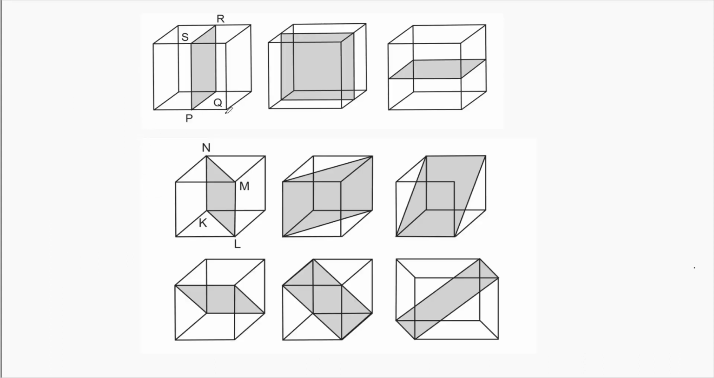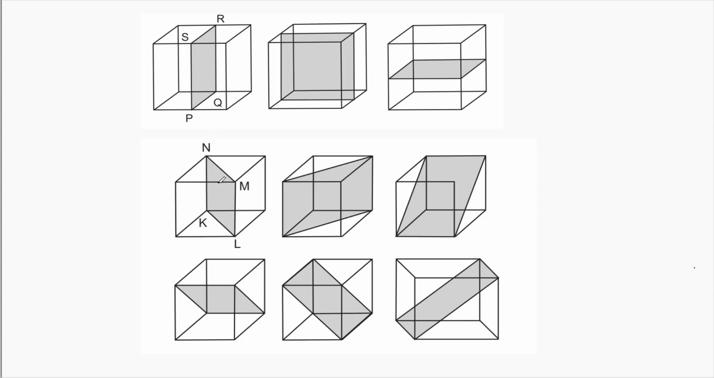Now we shall understand the plane of symmetry using the cube example. Here we have the PQRS plane that is dividing the cube into 2 equal parts. The 2 parts are mirror images of one another. The horizontal plane here can also cut the cube into 2 equal parts. Similarly, we can also have diagonal planes. KLMN is a diagonal plane.